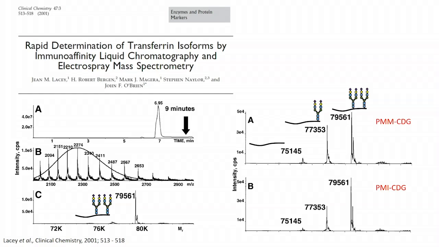Then they use a deconvolution algorithm to generate the intact mass of the transferrin, which is about 69 kilodalton. This corresponds to a tetrasialo transferrin, as shown here. By using a deconvolution algorithm, they can also identify the monoglycosylated transferrin in the case of type 1 CDG, which is shown here. The deglycosylated transferrin can also be identified by using this method. So what we did is basically very similar to what is described in this paper.